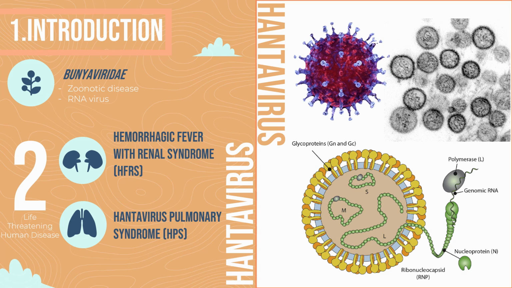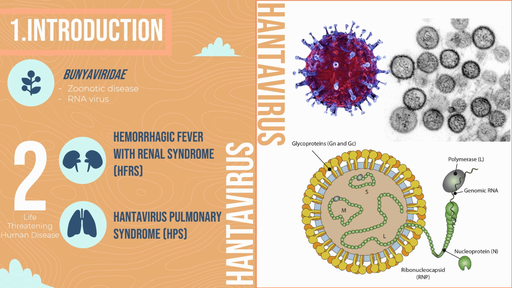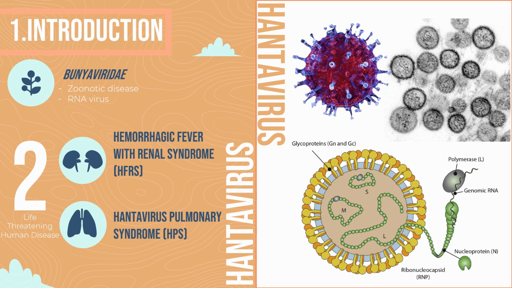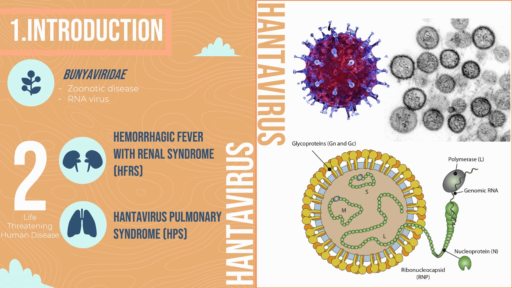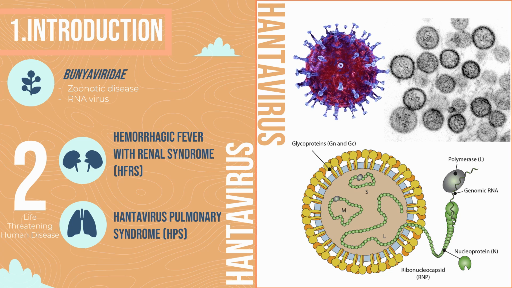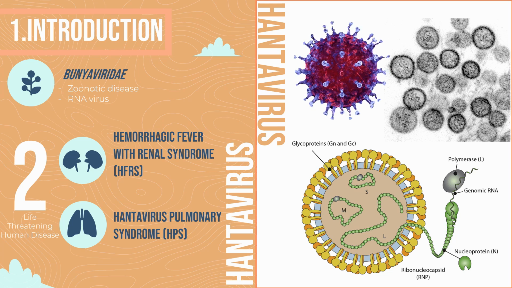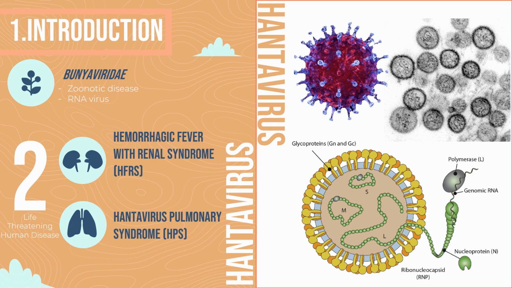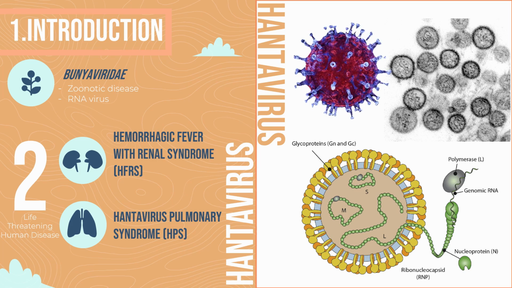As you can see from the image right below, the virus genome consists of a spherical lipid envelope, 4 viral proteins, and the 3 segments of negative-stranded RNA, which makes up the large segment that encodes RNA polymerase, the medium segment that encodes glycoprotein precursors G1 and G2, and the small segment that encodes the nucleocapsid protein.